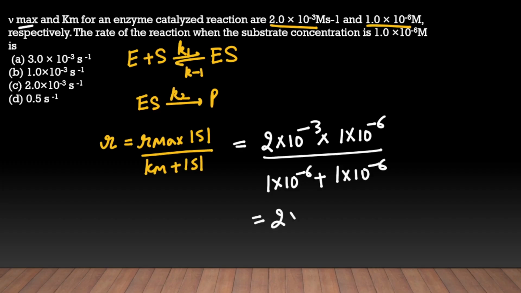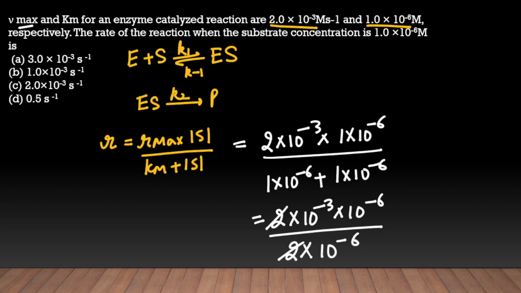This comes out to be 2 into 10 raised to the power of minus 3 into 10 raised to the power of minus 6 upon 2 into 10 raised to the power of minus 6. So this 2 and 2 will get cancelled out. This comes out to be 10 raised to the power of minus 3.